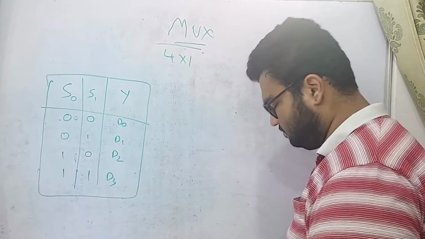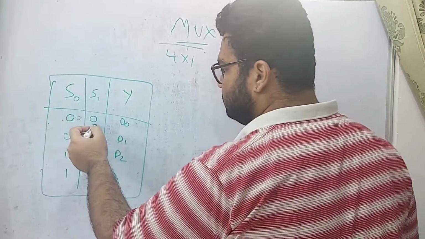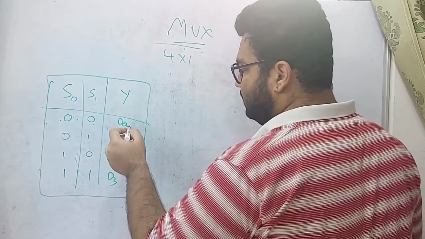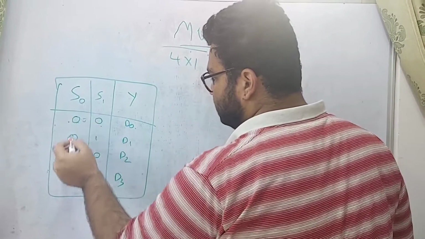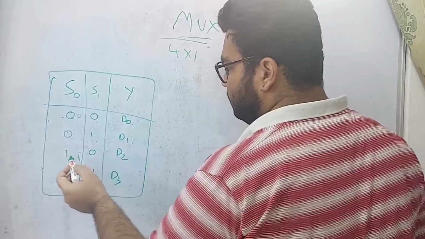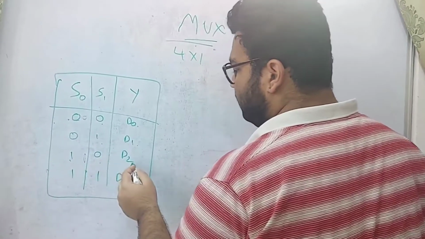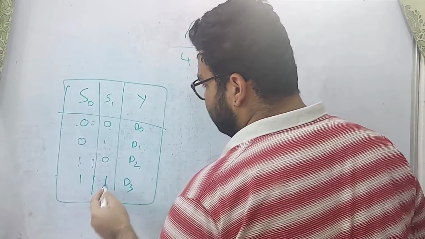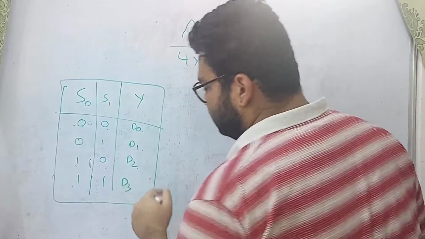4x1 multiplexer. That is, when select lines are 0, 0, the output would be D0. When select lines are 0, 1, output would be D1. When select lines are 1, 0, output would be D2. When select lines are 1, 1, output would be D3.